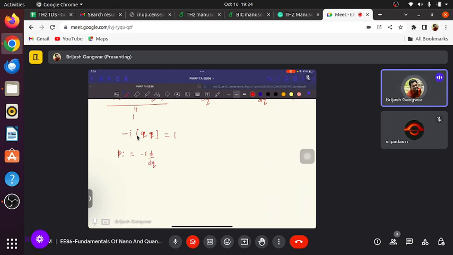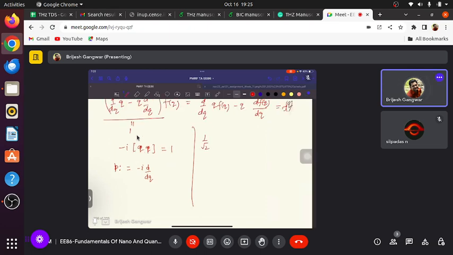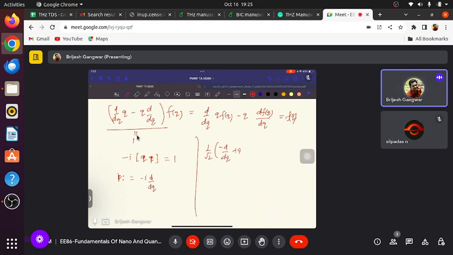Therefore, with this minus d over dq which we consider, the Schrodinger equation for the oscillator becomes, with the substitution and rearrangement of the factor 1 by 2: 1 by root 2 times minus d over dq plus q, and 1 by root 2 times d over dq plus q, plus 1 by 2, acting on psi of q, equal to E psi of q.